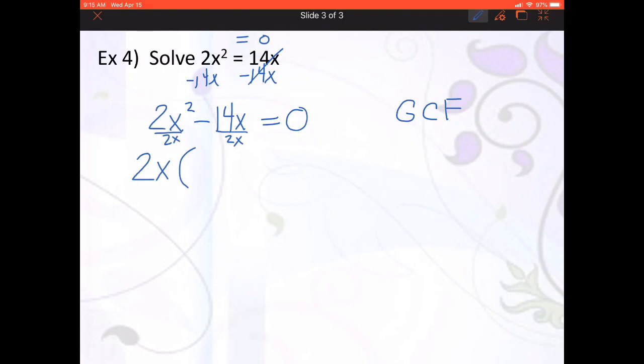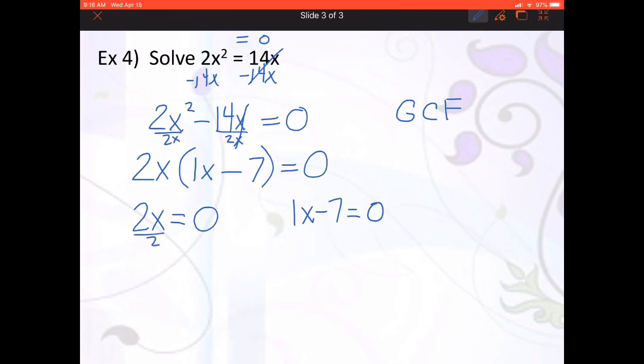So 2 divided by 2 is 1. X squared divided by x is x. Minus 14 divided by 2 is 7. And x divided by x cancels. Equals 0. So we factored it, just not the trinomial. It wasn't a trinomial to factor. Instead, we took out a greatest common factor. So now set each factor equal to 0.